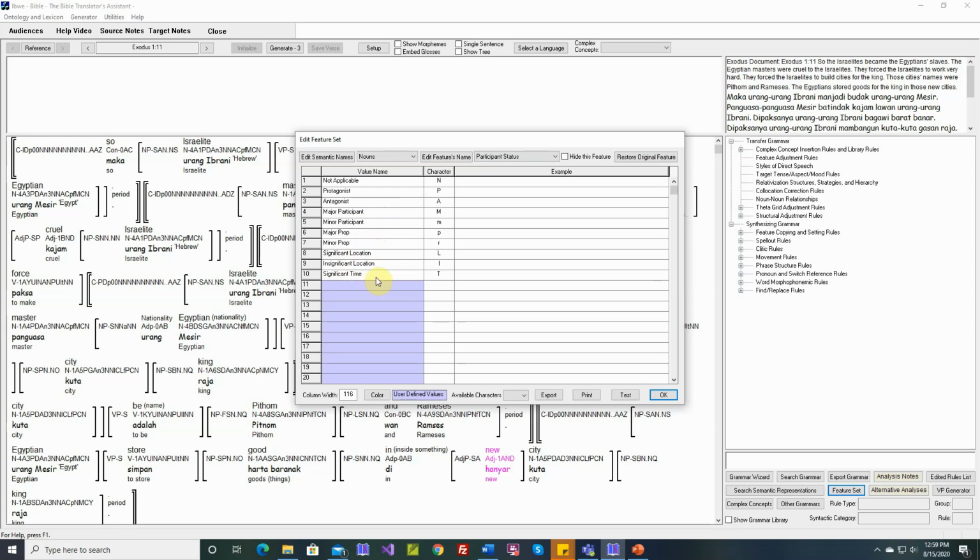Typically, in I think all the languages we've worked in, if it's a significant time, then that oblique noun phrase is fronted to the front of the sentence, and with significant location, those can also be fronted to the beginning of the sentence. Insignificant location, we don't mark that. So these four, and insignificant location, we haven't been marking. And the rest are spares.